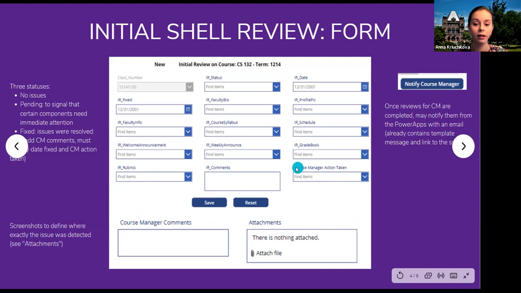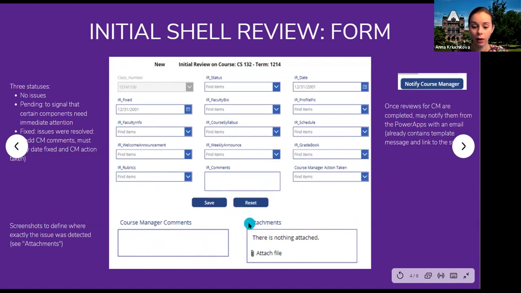Some fields that are worth your attention specifically for your portion of the review are course manager action taken and course manager comments. So once the issues have been resolved, you have to specify how you reached out to the instructor and whether you reached out to them. And maybe if there's any additional type of insights, you can put it in the comments down below.